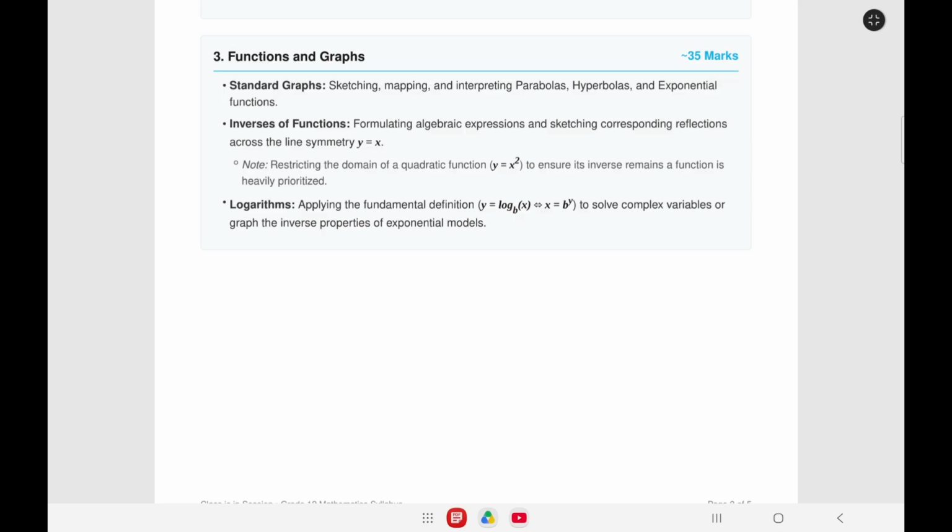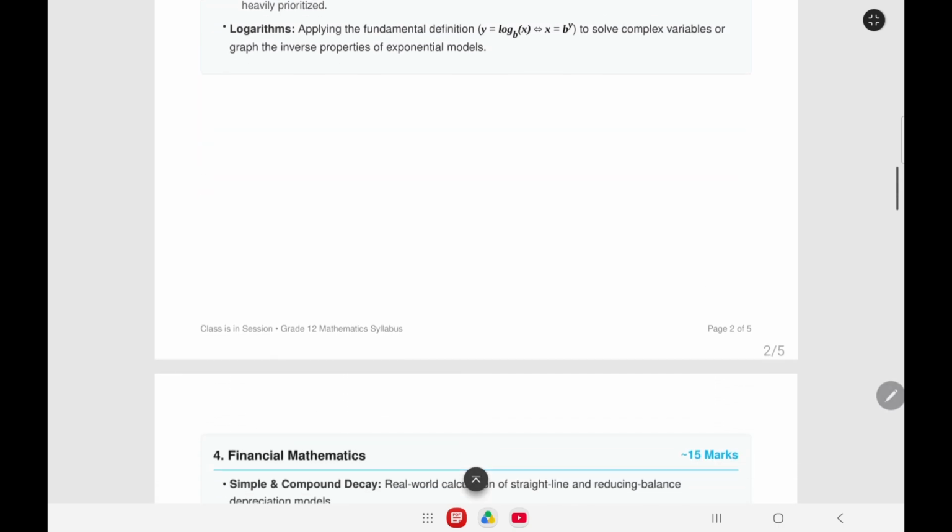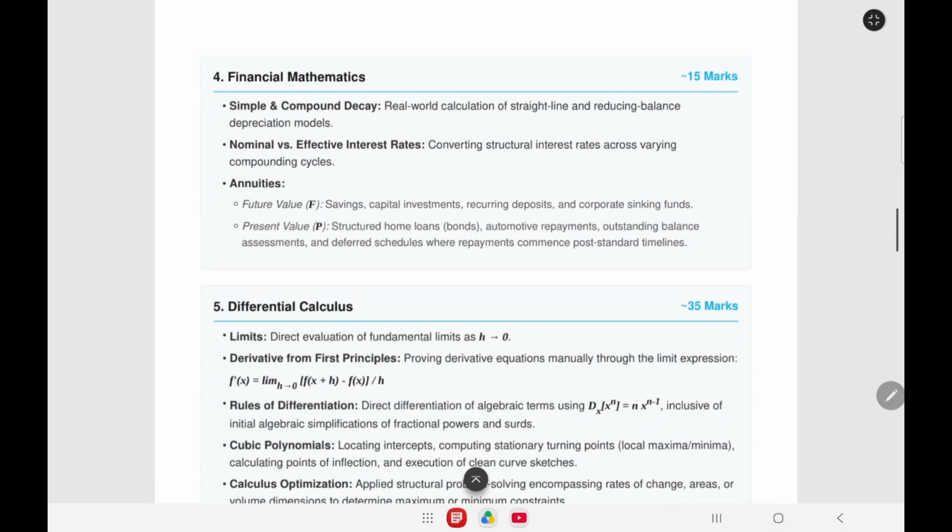Note, restricting the domain of a quadratic function y equals x squared to ensure its inverse remains a function is heavily prioritized. Okay? Then logarithms, logs, applying the fundamental definition to solve complex variables or graph the inverse properties of exponential models. Let's move to number 4.